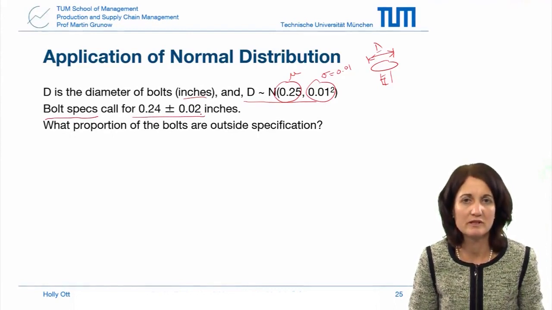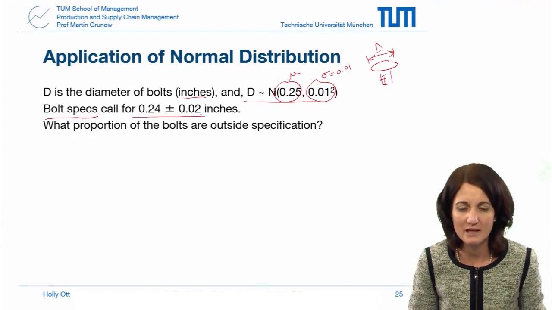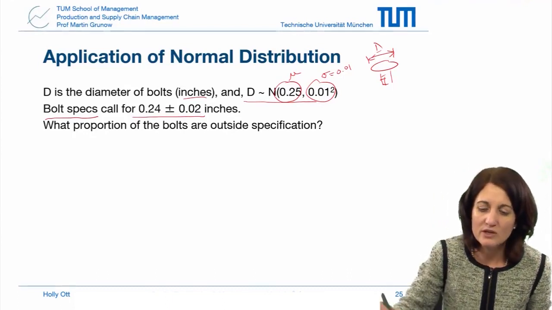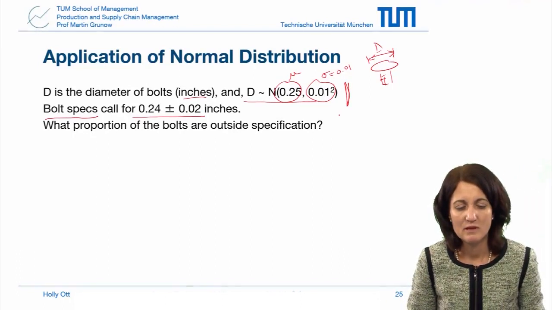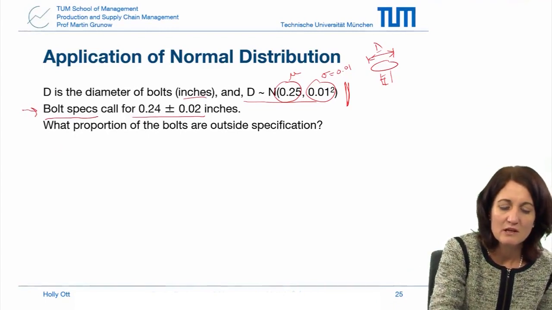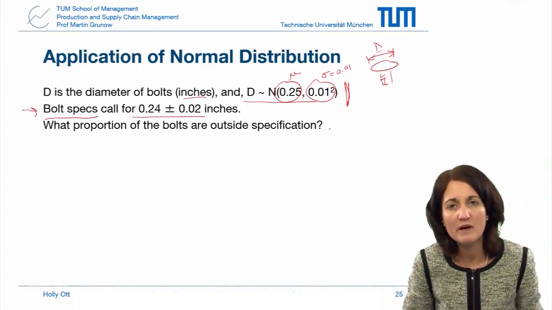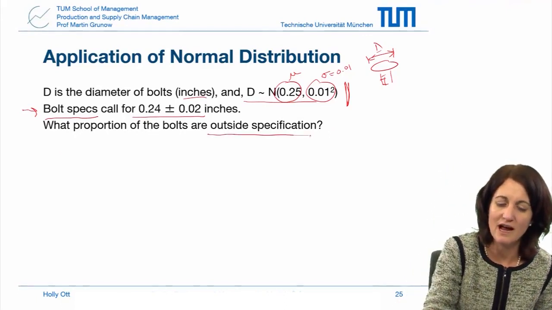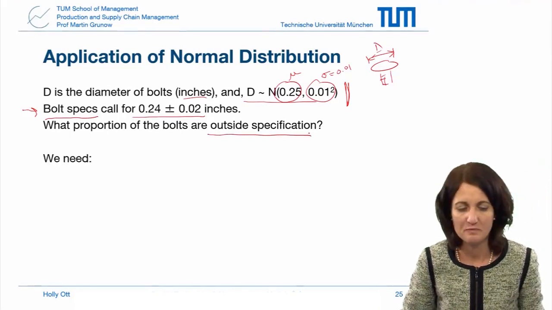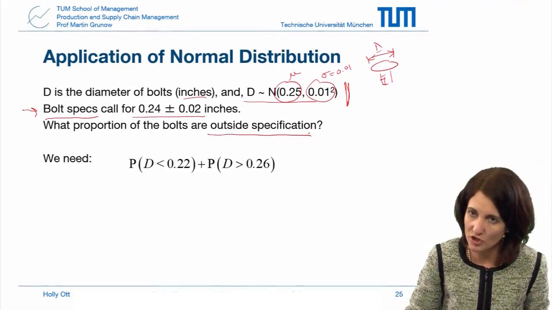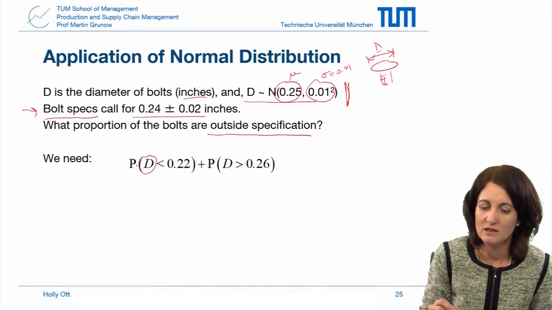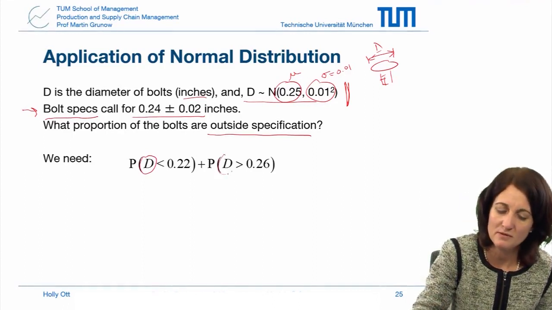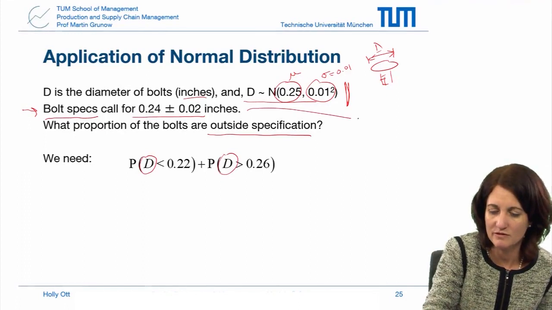This could be the real situation. We are running our line. We are making these bolts. And we know, because we can measure them, that our diameters are at 0.25. We know the specifications. We want to know in our production line how many bolts are we going to have to throw away? What proportion of the bolts are outside the specifications? So we need to know the proportion of the diameters that are less than 0.22 plus the proportion that are greater than 0.26, and that comes from here.